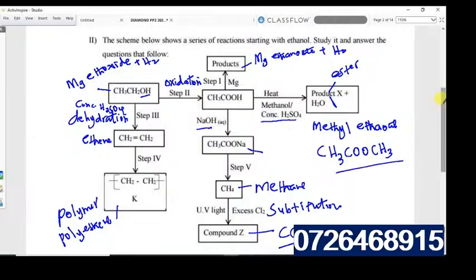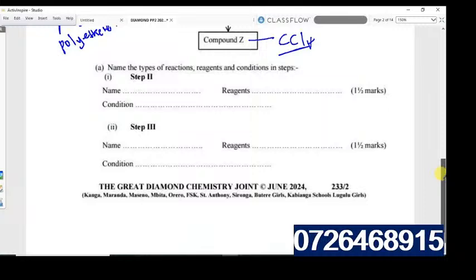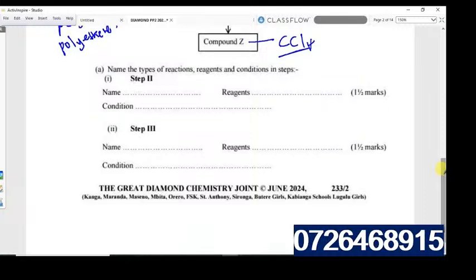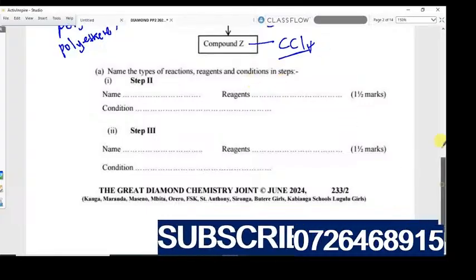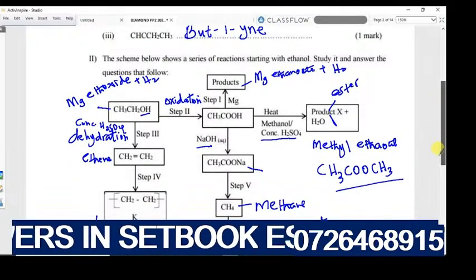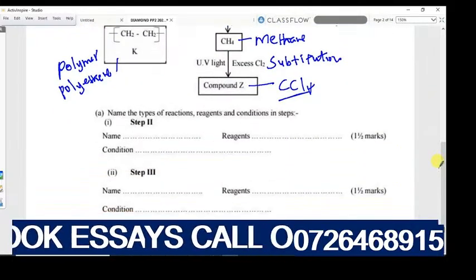Now you can go to the questions and see what the question required you to do. Name the type of reactions and the conditions in step 2. So we have said step 2 is oxidation.